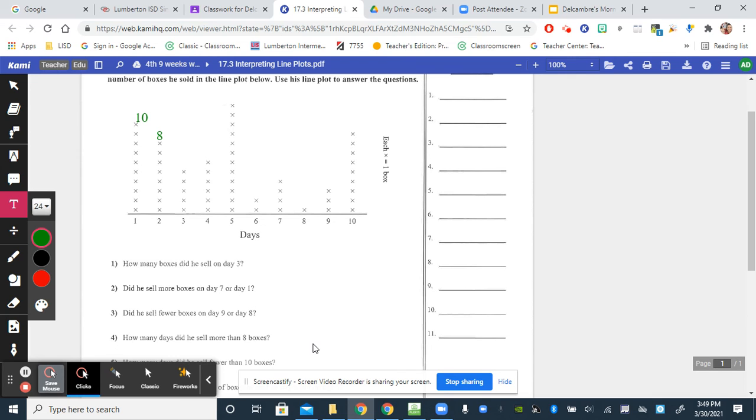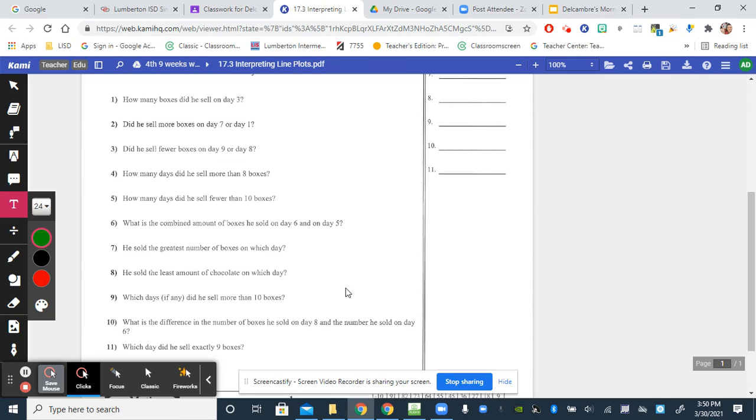Okay. All right. So that does it for me today. Get this done. You can log on to Prodigy. Prodigy has some line plot problems on there that you can work on also.